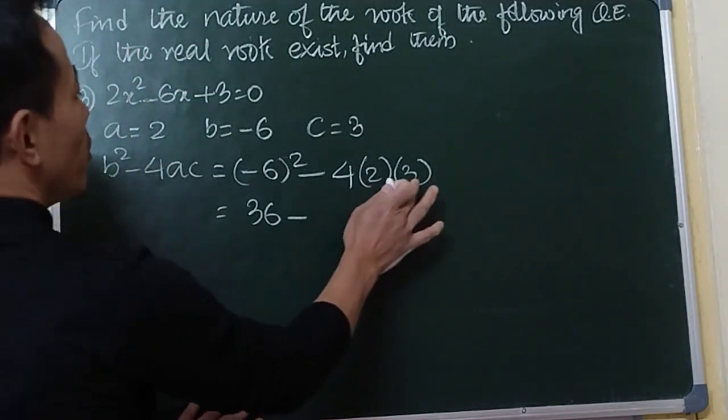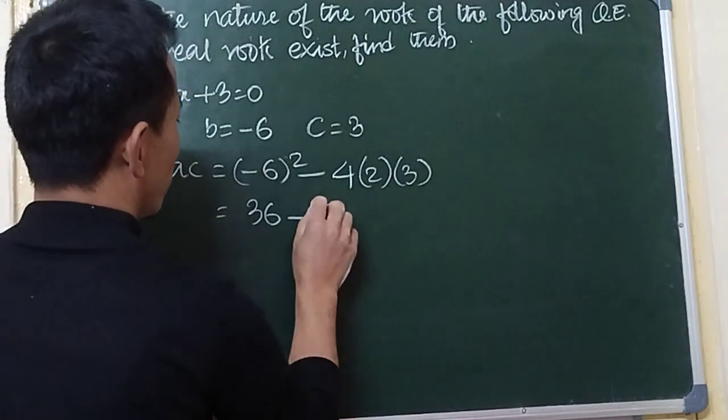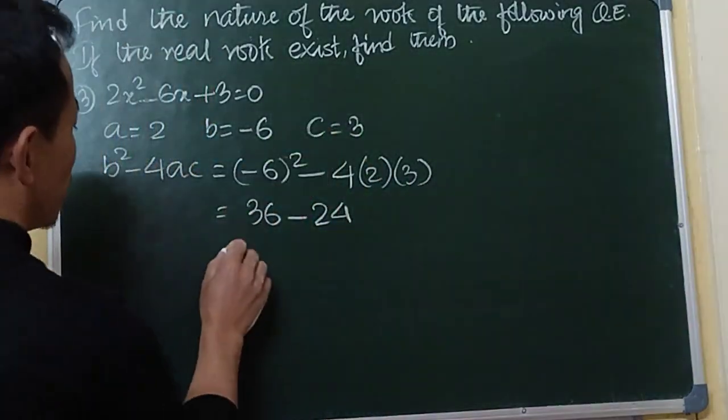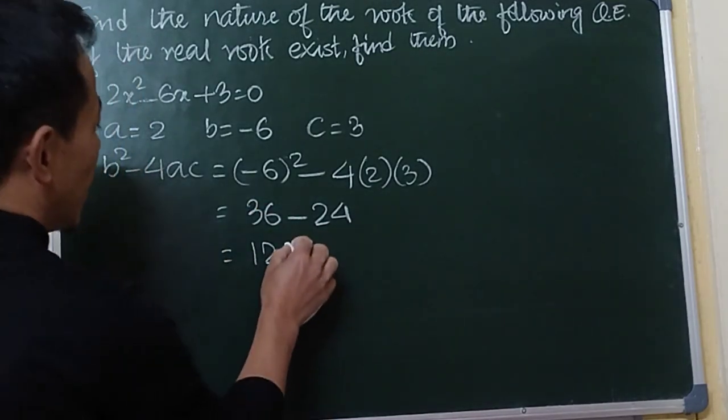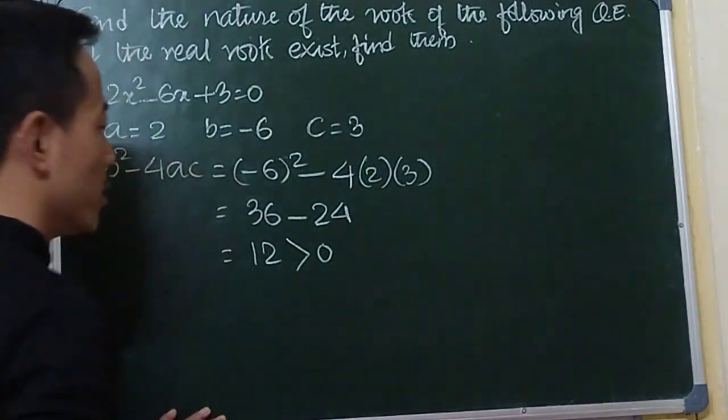Minus 4 into 3 is 12, 12 into 2 is 24. So you'll get 24 here. And 36 minus 24 will give you 12. And 12 is greater than 0.